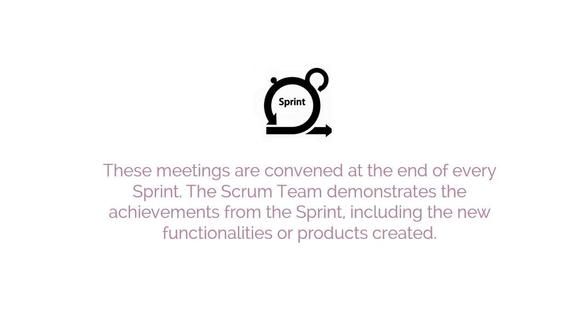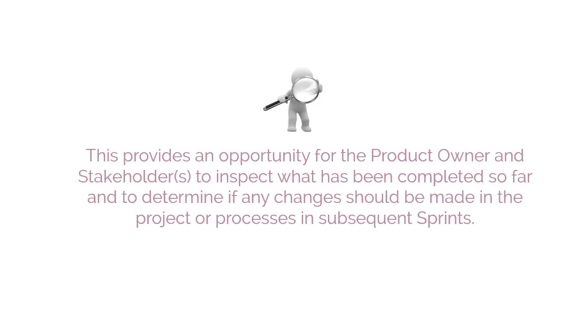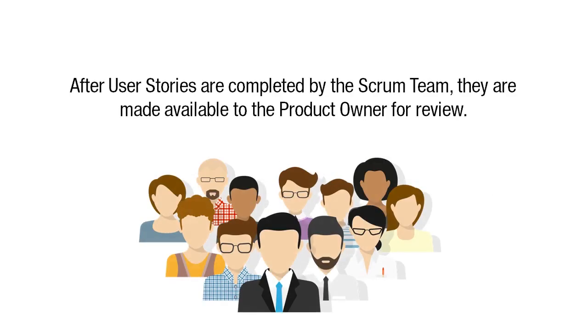The Scrum team demonstrates the achievements from the sprint, including the new functionalities or products created. This provides an opportunity for the product owner and stakeholders to inspect what has been completed so far and to determine if any changes should be made in the project or processes in subsequent sprints. Another tool is user story acceptance and/or rejection. After user stories are completed by the Scrum team, they are made available to the product owner for review.